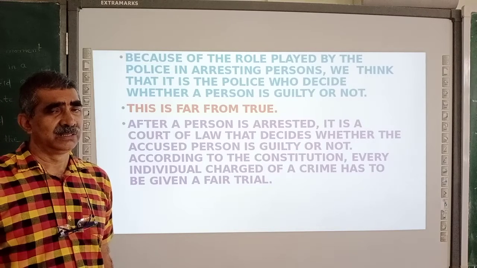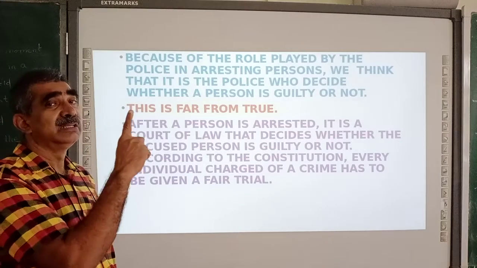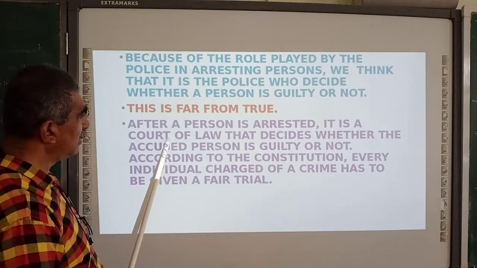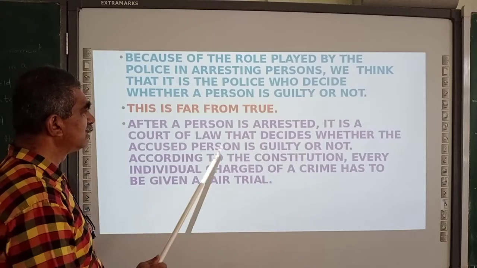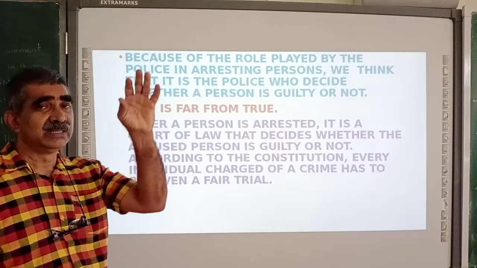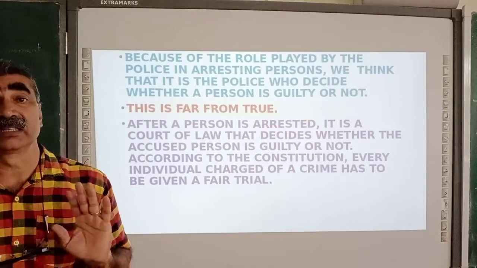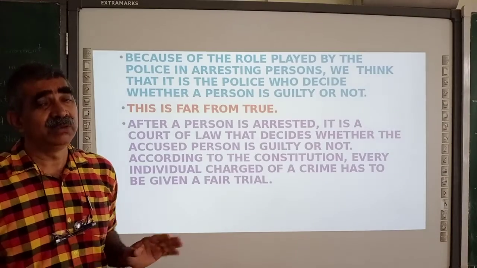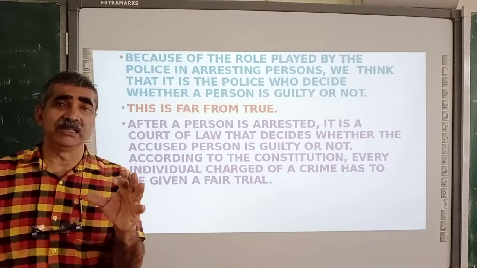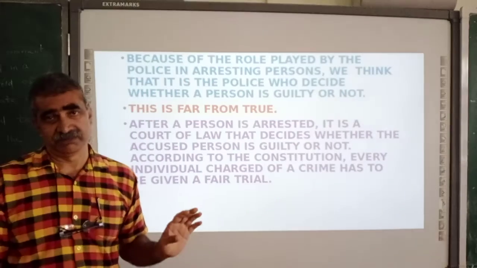But if he is innocent, he should not be punished. That is the responsibility of the judge. So after a person is arrested, it is the court of law that decides whether the accused person is guilty or not, not the police. Police arrest him and put him in front of the magistrate, saying that all the evidence has proved he is guilty, he is the person. Please question him, make sure he is the person, and provide him punishment. This is what the police has to say to the judge.